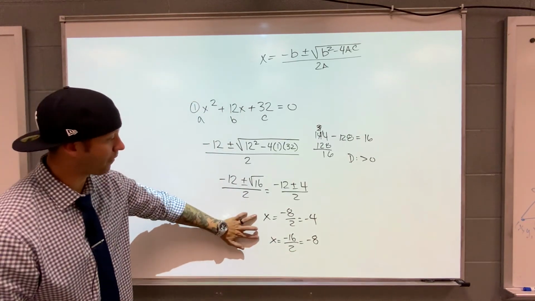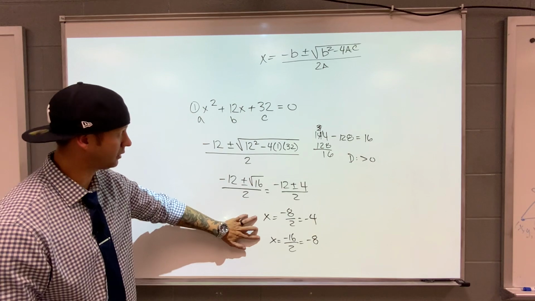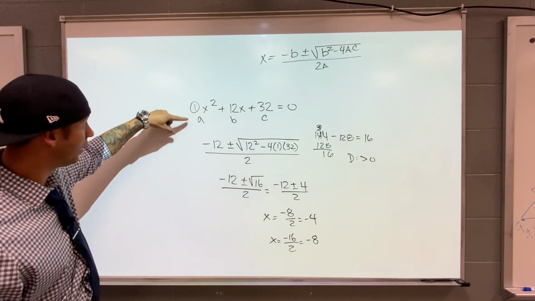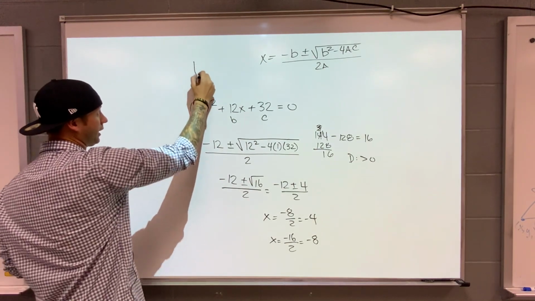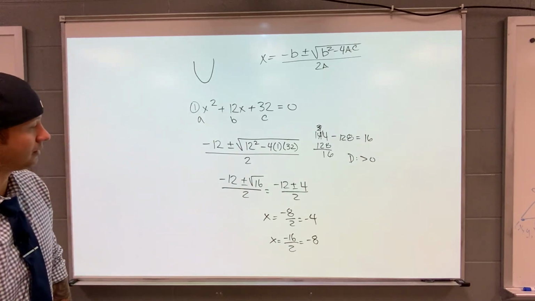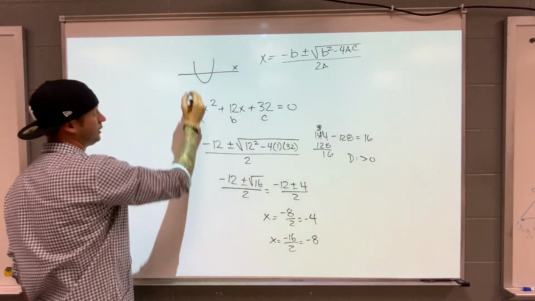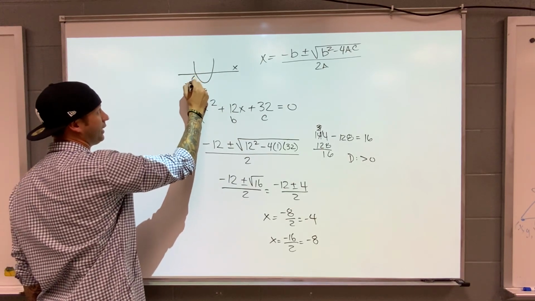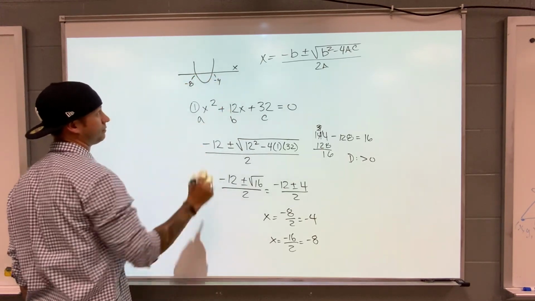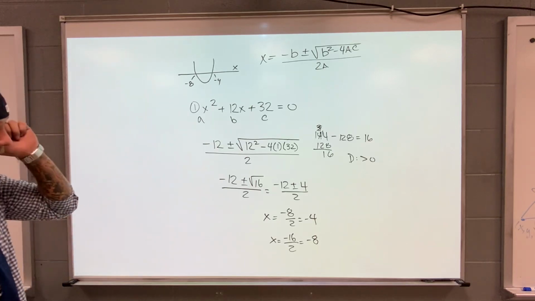So remember what we're finding: the solutions to this problem, where this graph, which is quadratic, crosses the x-axis. So we see that if this is the x-axis, it crosses in 2 spots, negative 8 and negative 4. Those 2 spots, that's what's happening.